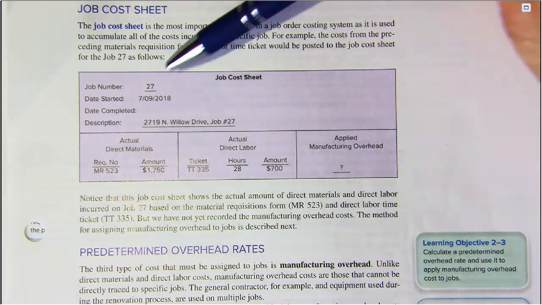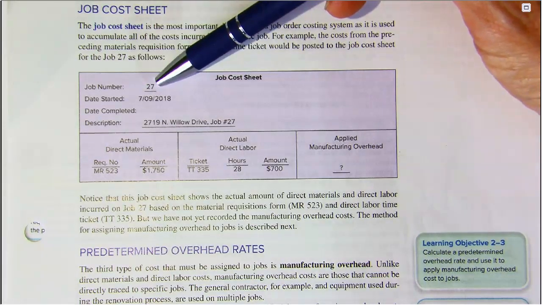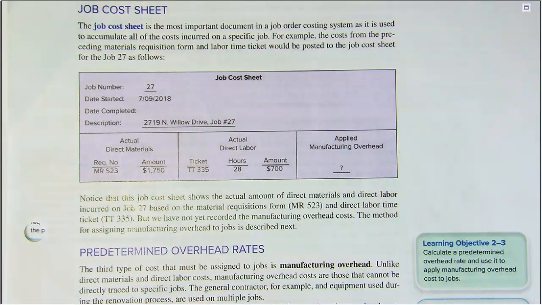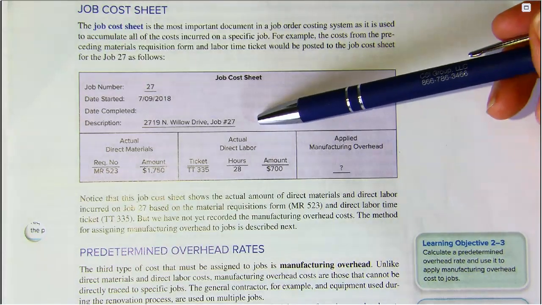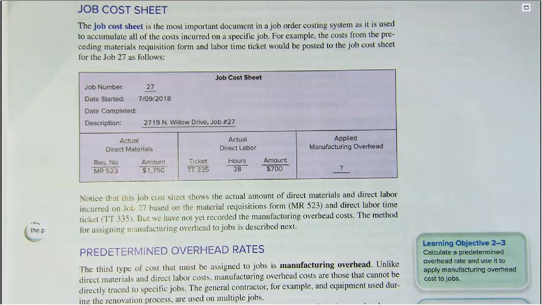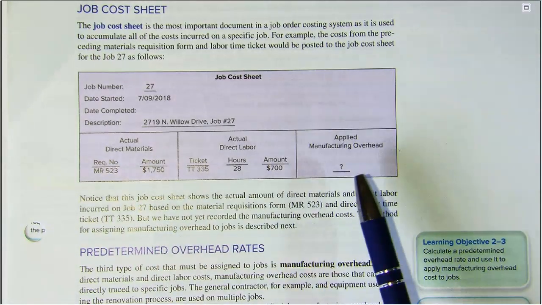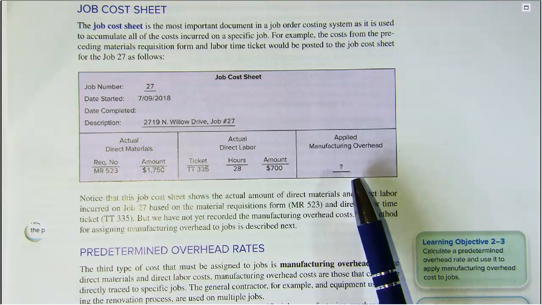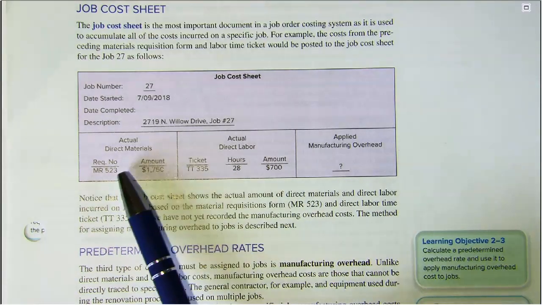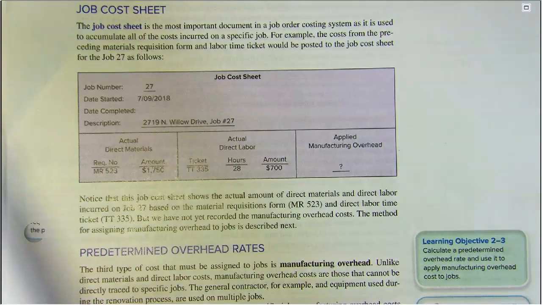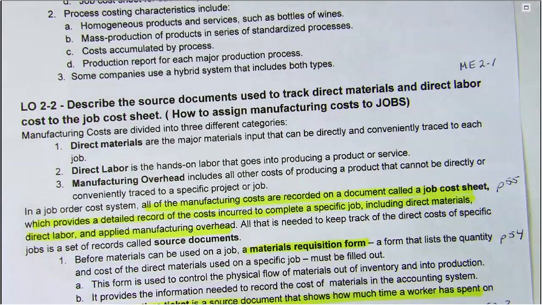We have a job number, an identification number assigned to the job, the day that the job was started, and this job is not yet completed, so there's nothing for the completed date. We have a description of the job as well. And here are the three categories where we keep track of direct material, direct labor, and applied manufacturing overhead. Now, how do the materials and labor get on here? Well, we have to go to what's called our source documents.